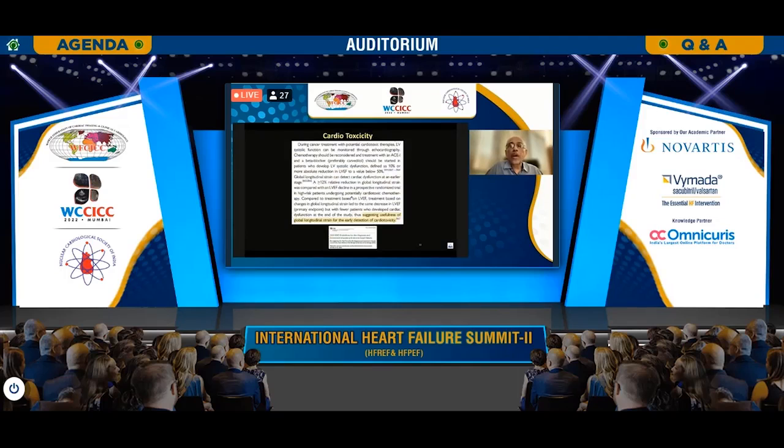And the other area is cardiotoxicity, where it is well known that it can be used to look at especially the subclinical decline, where it is much more sensitive in terms of looking at the functional decline of the LV function itself.